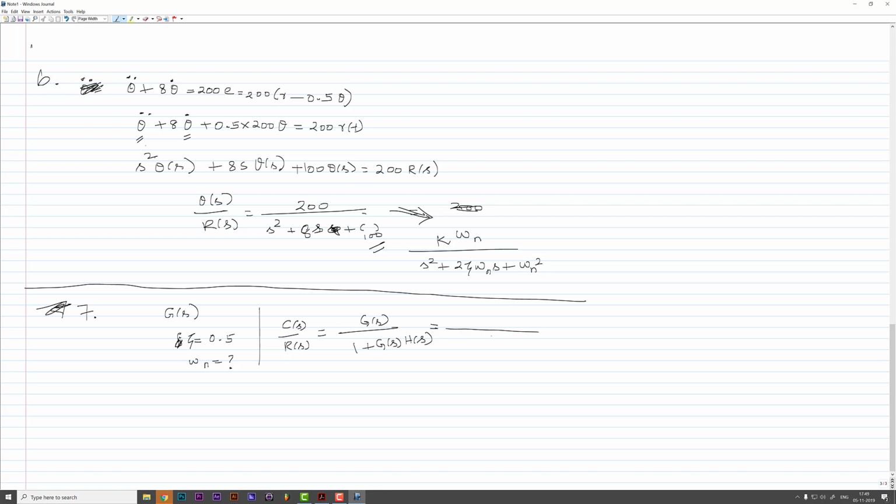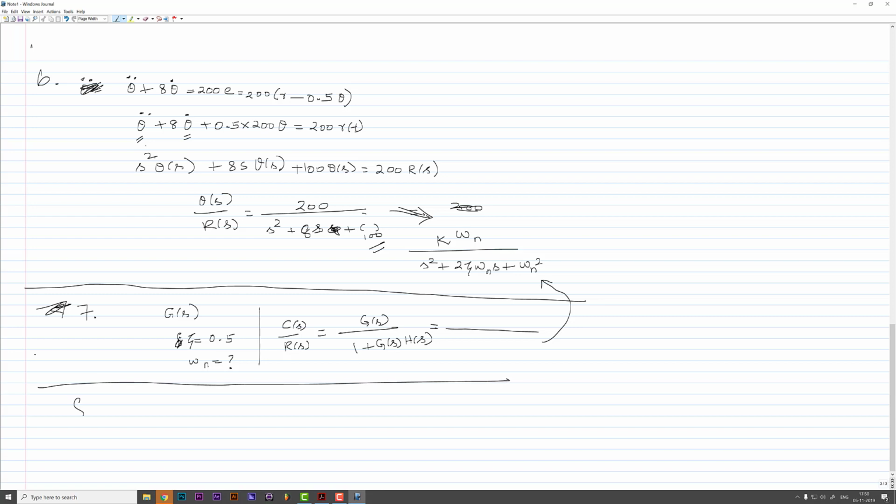Now you will get a second order transfer function. Again, compare this with the prototype system. Zeta is already given. Find omega n and use that to find k also. Once you find all these things, you can find all the specifications. It's a simple direct problem.